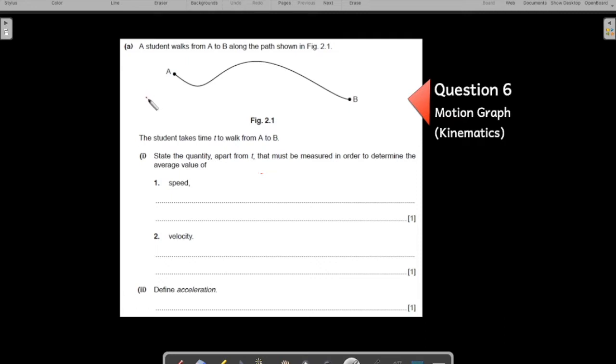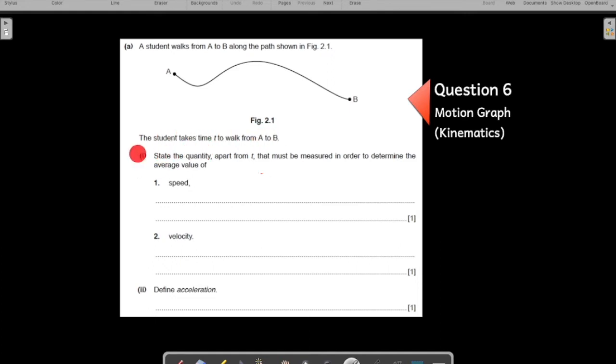Alright, so assume that you all have solved the question and you are back now. You have played the video back again. Let us understand what this question is saying. Part A. A student walks from A to B along the path shown in this figure. The student takes time t to walk from A to B.